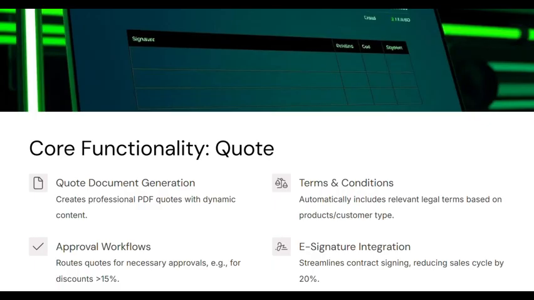And finally, we have the quote. This is the final output that goes to the customer. Quote document generation. CPQ creates a professional PDF quote with all customer information, selected products, pricing, terms. It is dynamic, pulls in real-time data and looks clean and branded.